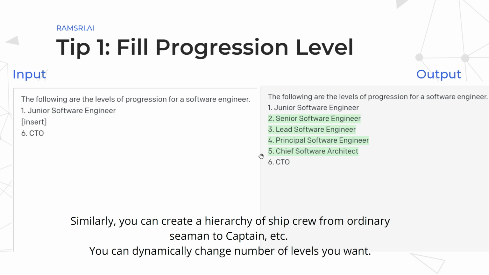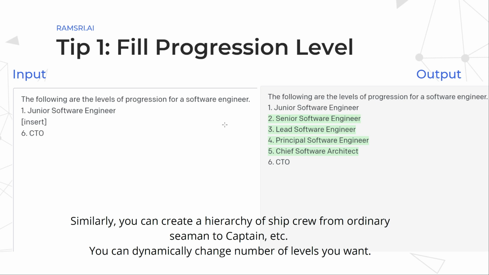And the other thing is that you can dynamically change the number of levels that you want. For example, if your corporate company or startup decides that you need to have, let's say, 10 levels from going from a junior engineer to a CTO, all you can do is just change this to 10th bullet point CTO, and OpenAI will try to smartly fill from 2 to 9 the progression from junior software engineer to CTO.